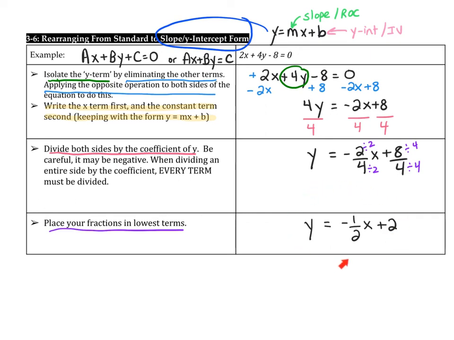Now you would be able to graph this either using a table of values or the slope y-intercept form. If you were using a table of values, you'd pick values of x that are multiples of 2, such as 0, 2, and 4 to substitute in. Or if you were using the slope y-intercept way to graph it, your y-intercept is at 0, 2, and this is your slope. Your rise is negative 1, and your run is 2. So this lesson is just about practicing getting it from this form into this form so that you can graph it.